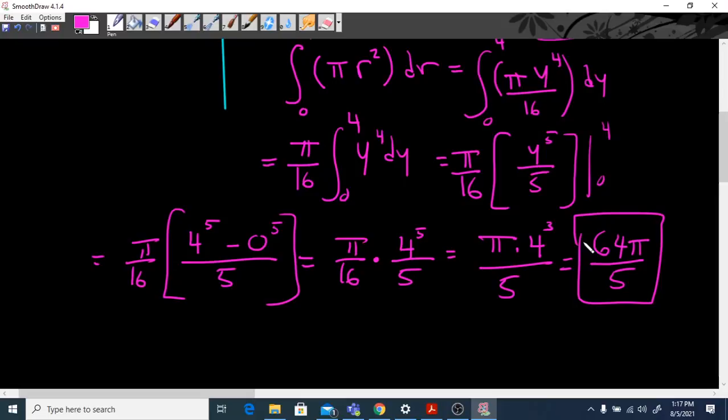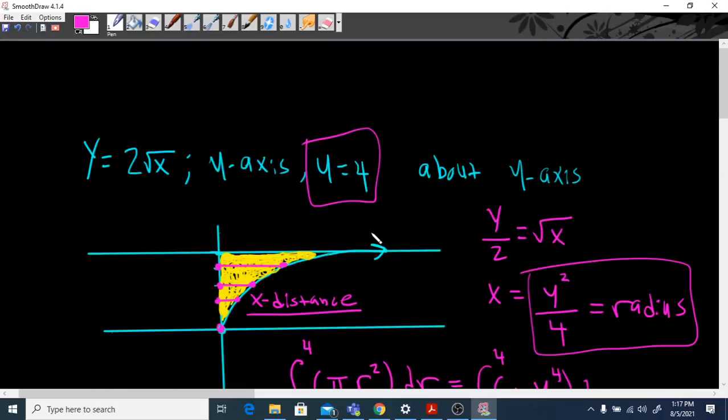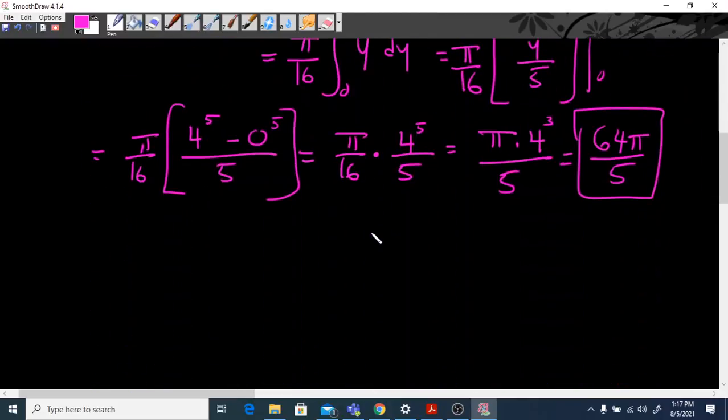And let me consult with the textbook. Yes, that is correct. Awesome. Okay. Yeah, so that's just a disk method example where we have to integrate with respect to y.